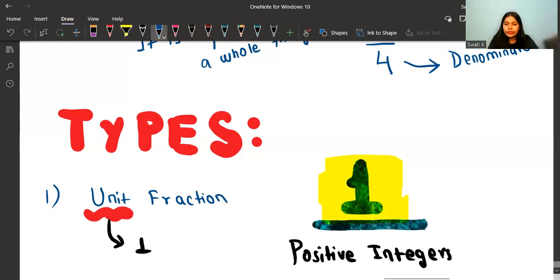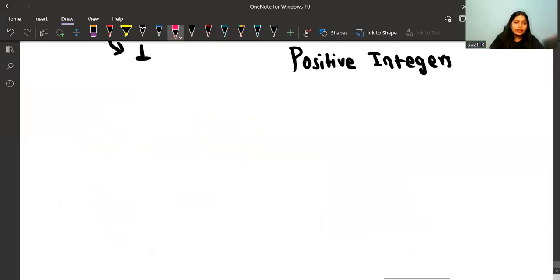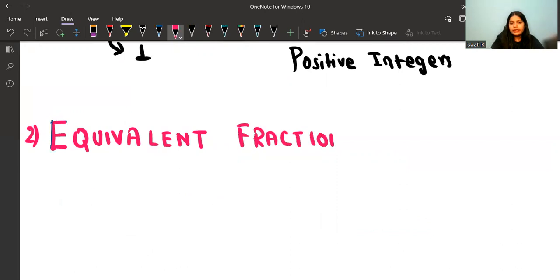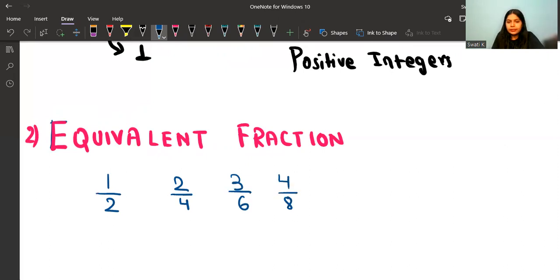Now let's go to the next fraction, and that is an equivalent fraction. This is our second fraction, and this one is called equivalent fraction. Now, what is an equivalent fraction? Okay. So equivalent fraction is very simple. Equivalent fractions are those fractions which we write in a different way, but they all are actually the same thing. For example, if I write 1 upon 2, 2 upon 4, 3 upon 6, 4 upon 8, 6 upon 10, like these are equivalent fractions.